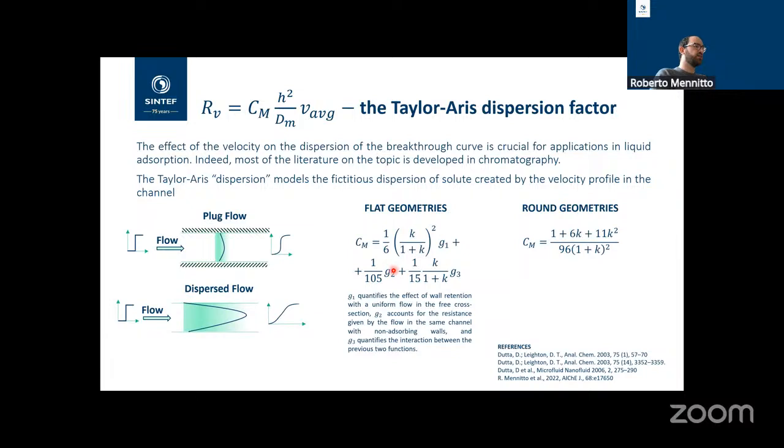G2, on the other side, is the opposite. What is the effect of dispersed flow because of velocity, assuming that there are non-adsorbing walls? And then the last one, G3, is an interaction term between the two. And there is very, very good literature from Dutta and Leighton on the topic that I do suggest reading if interested in the topic. For round geometries, I report a very useful correlation that is basically the Taylor-Aris for a hollow fiber with adsorbing walls in the case of a perfect circle as a free cross section. So this is what concerns the Taylor-Aris dispersion.